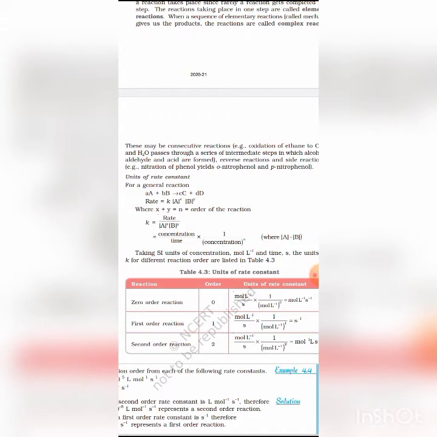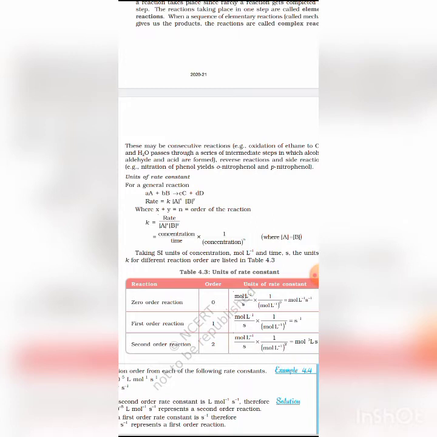For a general reaction, that is A and B react and produce C and D, the rate equals K into the molar concentration of A to the power X into the molar concentration of B to the power Y. And the order of the reaction, that means N, equals X plus Y. So the rate constant K equals the rate divided by the molar concentration of A to the power X into the molar concentration of B to the power Y.